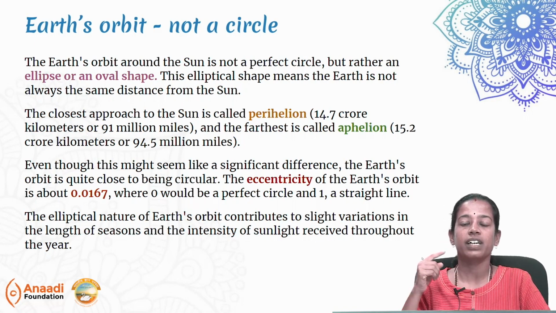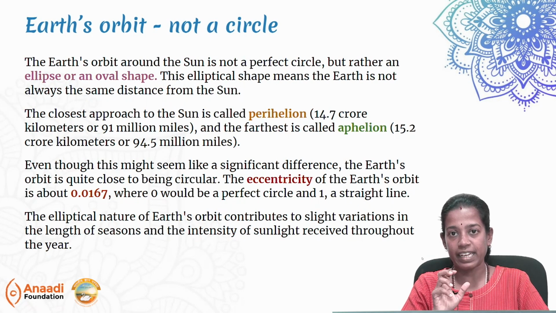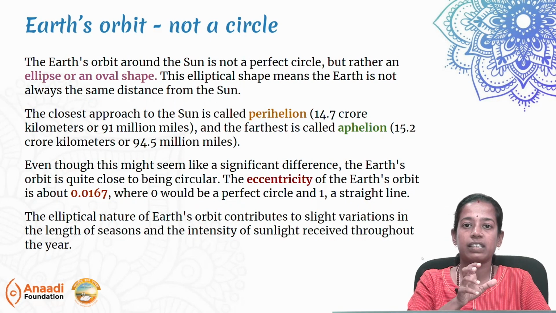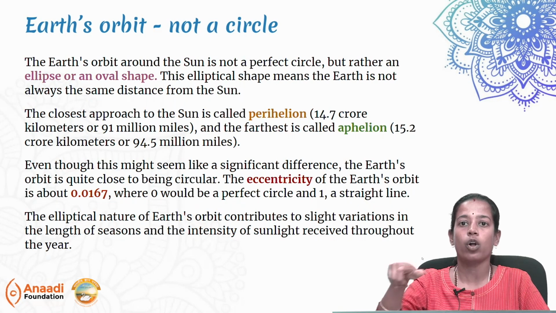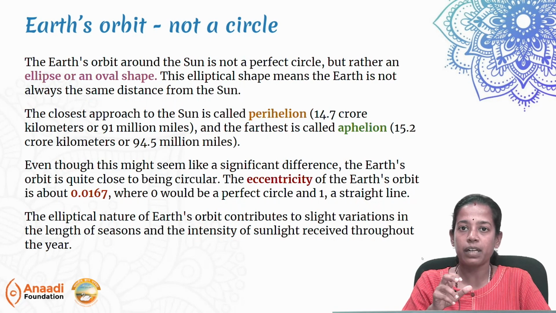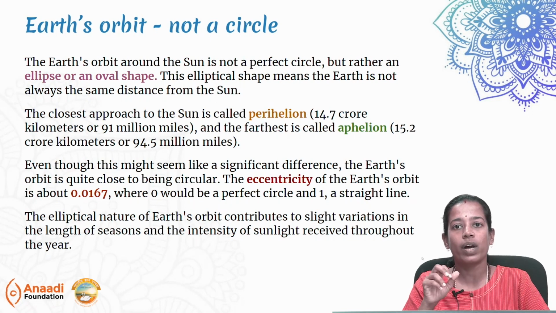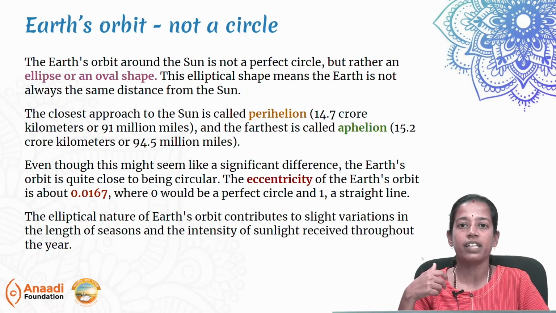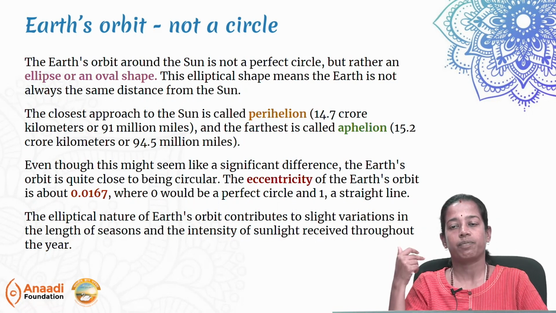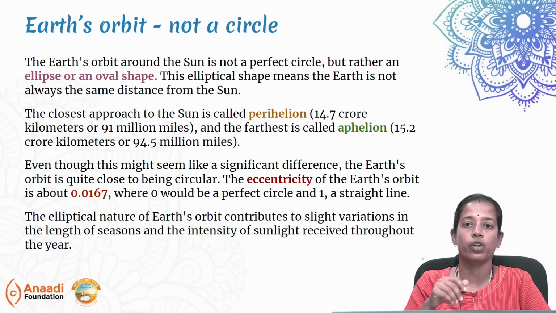The orbital path of the Earth around the sun is elliptical and not circular. In a circular orbit, the Earth will be equidistant from the sun all through the orbit. In an elliptical path, that will not be the case. So, there are 2 points of significance in an elliptical path. One is the perihelion point, which is the closest point of Earth from the sun, which measures 14.7 crore kilometers. And the other point is the aphelion point, which is the farthest point of Earth from the sun, which measures 15.2 crore kilometers.